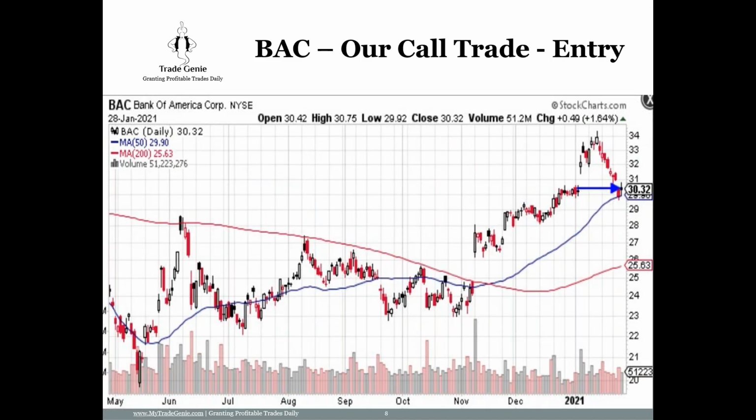Here's another one, Bank of America. So now look at the Bank of America logic. It's simple. The logic is simple. It's sitting at the 50-day moving average. You see, and here's the gap. This is where it bounced back up. And here's the 50-day moving average.